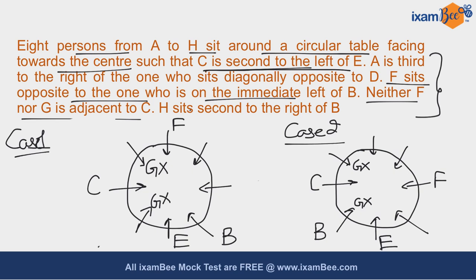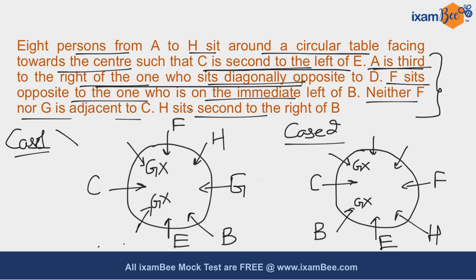Now it is given to you that H sits second to the right of B. So you can place H in case 1 over here and in case 2 you have to place H over here. Now you have to read your last statement that A is third to the right of the one who sits diagonally opposite to D. If you focus on case number 1, the only place for G is this. So you can place G over here. But if you try to place A, you cannot place A according to this particular statement. So you have to eliminate case number 1.